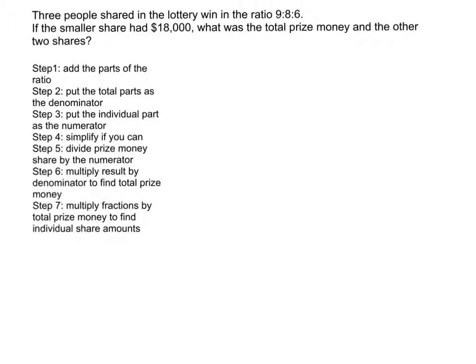So it's saying here, 3 people shared in the lottery win in the ratio 9 to 8 to 6. If the smaller share had 18,000, what was the total prize money and the other 2 shares? Now step 1 is saying for us to add the parts of the ratio. So 9 plus 8 plus 6 is 23. Okay, so step 1 is done.